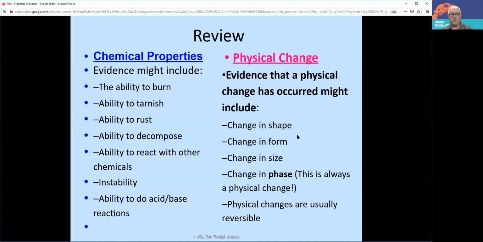And the one that we see all the time that's the most reversible is our friend, the water molecule. Water can be a liquid, a gas, or a solid, depending upon what temperature it's at.